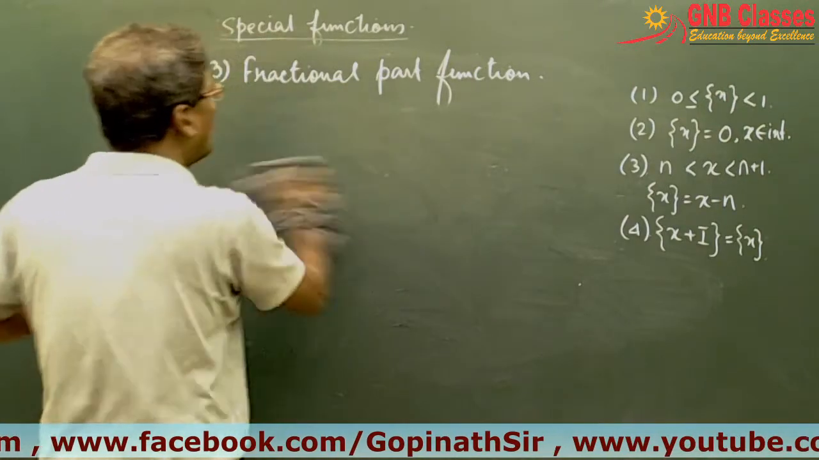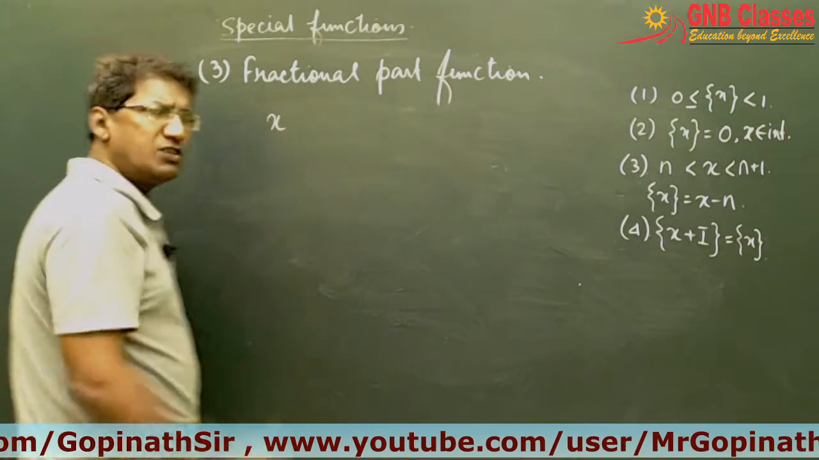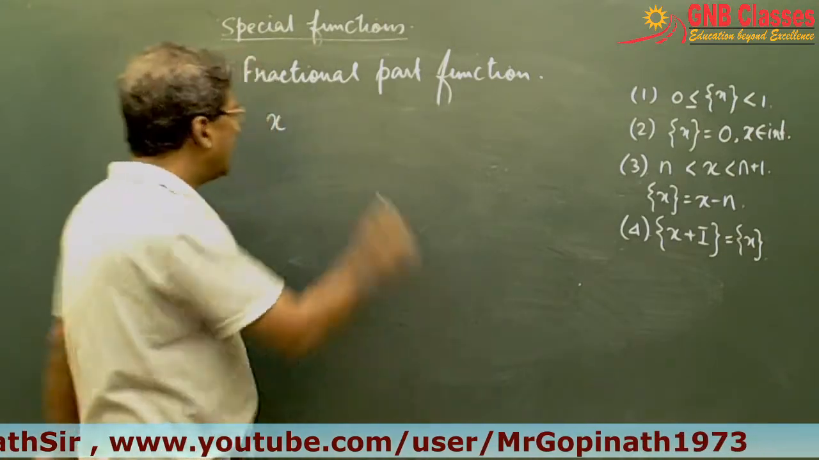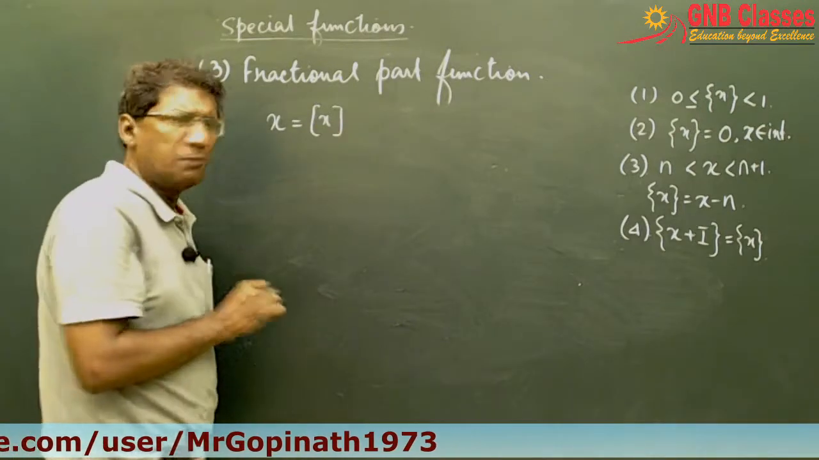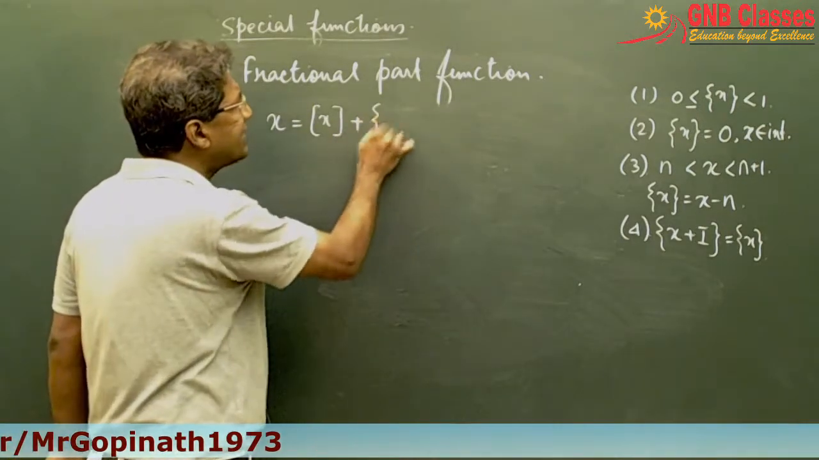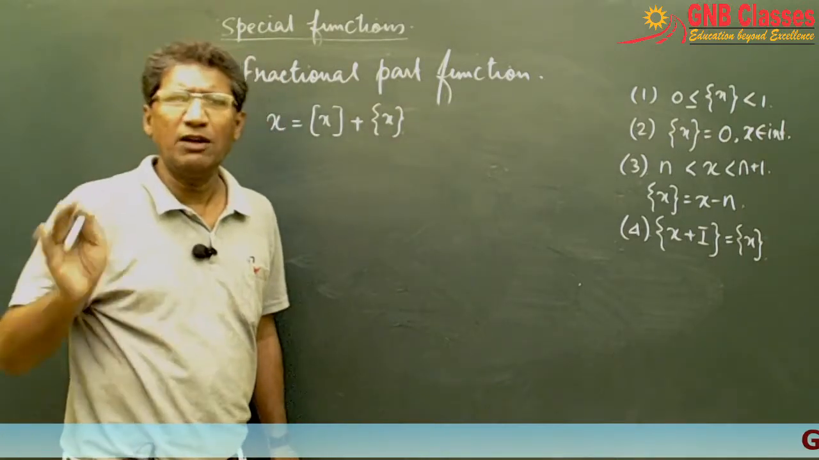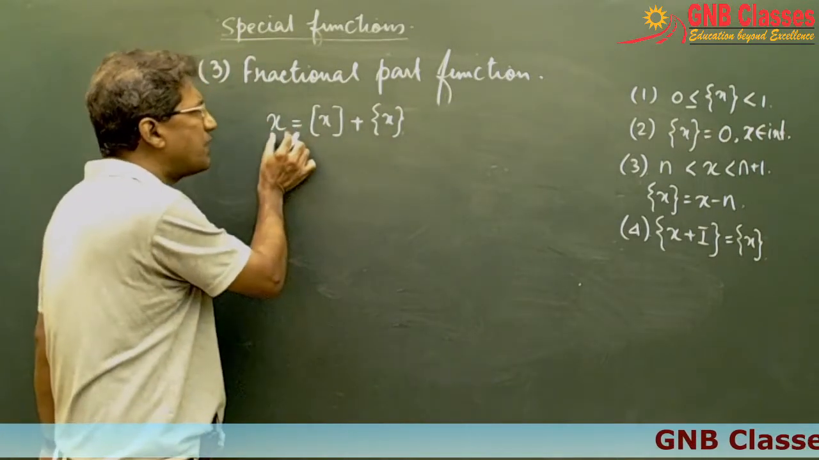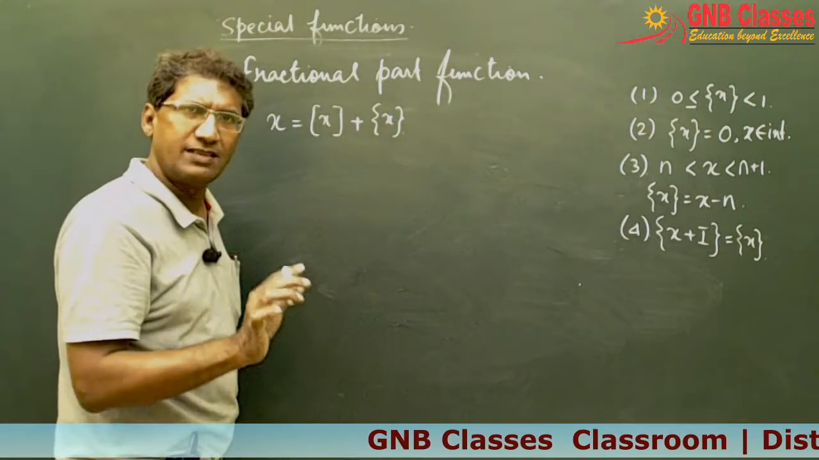Now, one thing very important is that any number in this universe, any real number, can always be written as its integer part plus its fractional part. Take any number you choose, it can always be written as its integral part plus its fractional part. Is it clear? Any number.